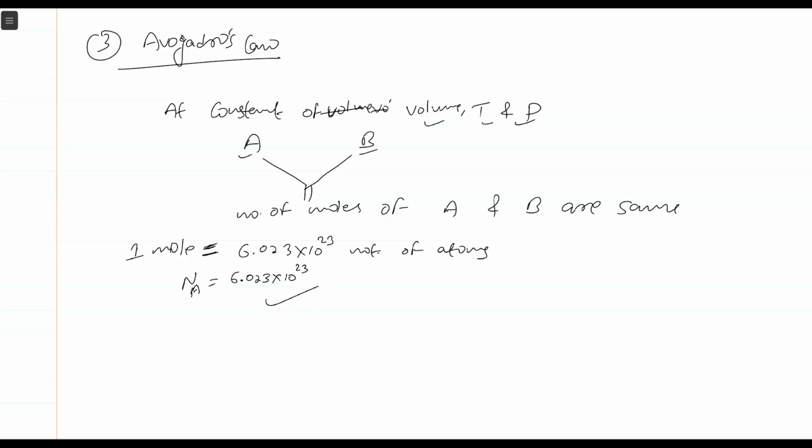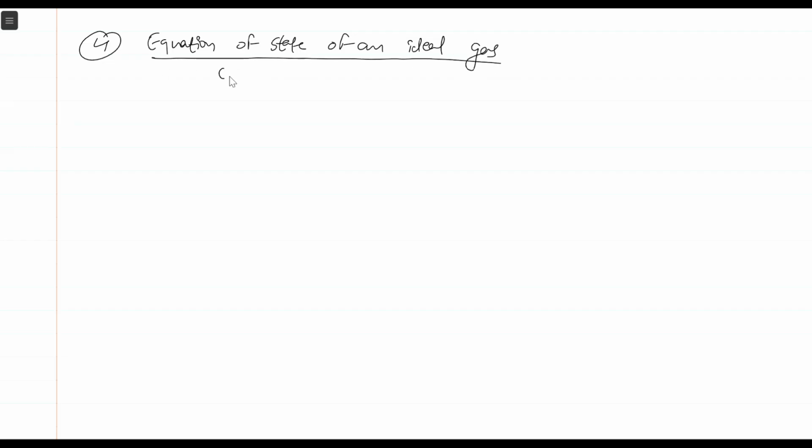Now let's talk about another law. The fourth one is the equation of state of an ideal gas. Here we are going to talk about the ideal gas equation. Ideal gas equation is a very important equation because this relates pressure, volume and temperature.